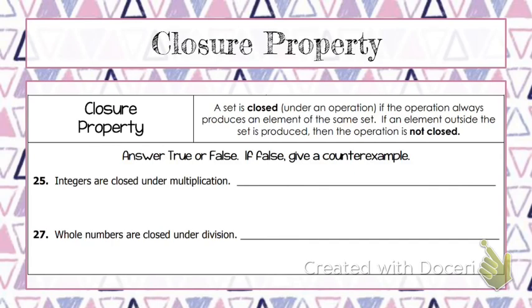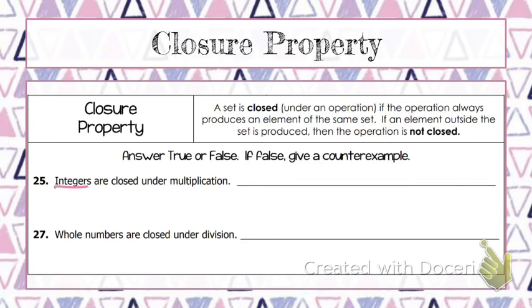And finally, we have something called the closure property. The closure property says a set is closed under an operation. Like down here, it says integers are closed under multiplication if the operation always produces an element of the same set. If an element outside the set is produced, then the operation is not closed. That sounds like a lot, but let's just talk through it.